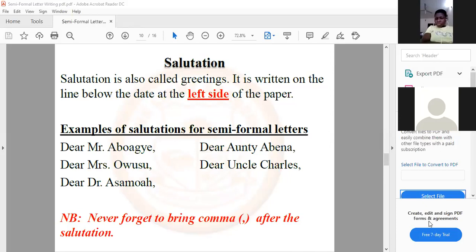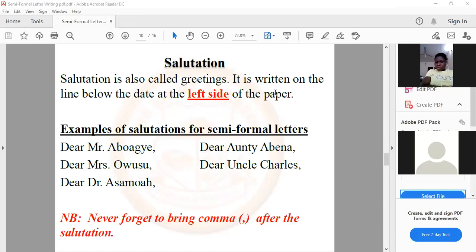So Mr., Miss, Mrs. They go with surnames. You don't go and say dear Mr. Justice. Justice is my first name. Mr. doesn't go with Justice. Okay. You can't say dear Mrs. or Miss Victoria. No. You must always attach their surnames to Mr. or Mrs. So we have examples like dear Mr. Abuaje, dear Auntie Abena, dear Mrs. Owusu, dear Dr. Asamoah, dear Uncle Charles.